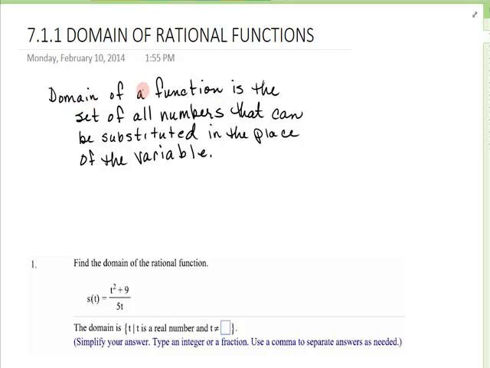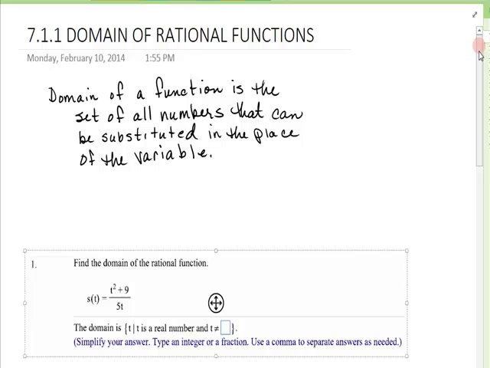The domain of a function is the set of all numbers, the collection of numbers that can be substituted in the place of the variable. What can go in the place of, I might say letter X, but as we look through this, you'll find lots of different letters. All right, let's take a look at a sample problem.